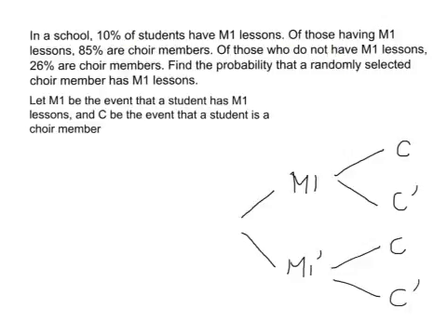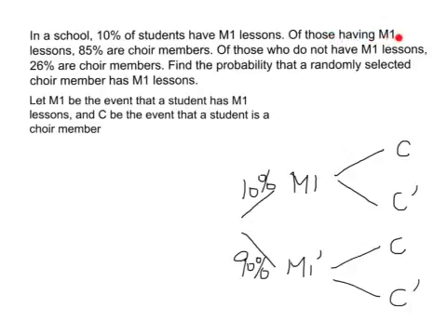Now, first, you look at this 10%. What does that mean? 10% of all students have M1 lessons. So this is very obvious that it tells us the first stage is to select M1 or not. So in this case, your M1 cannot come in the second stage. And so you have 10% here, 90% here.